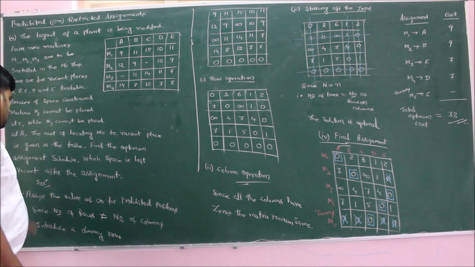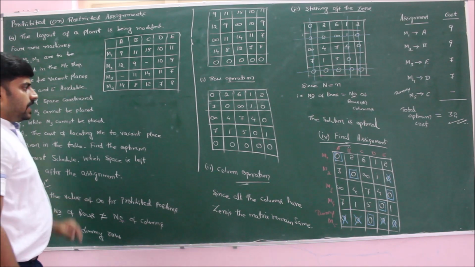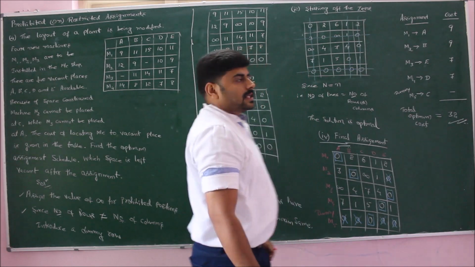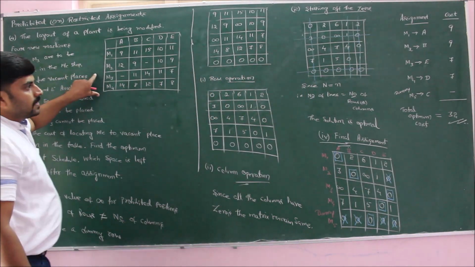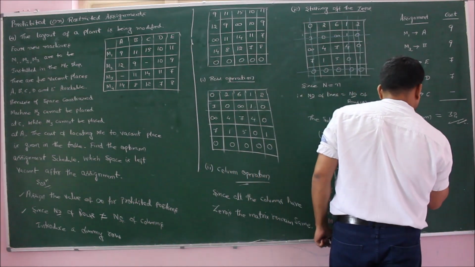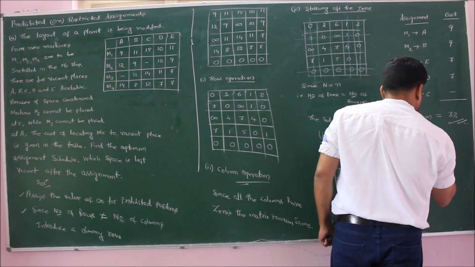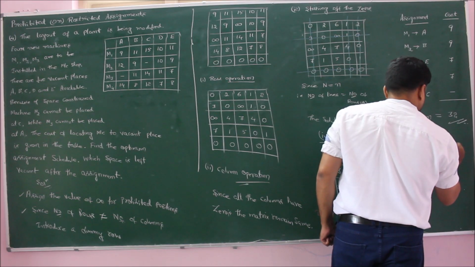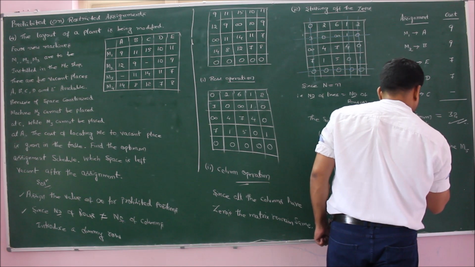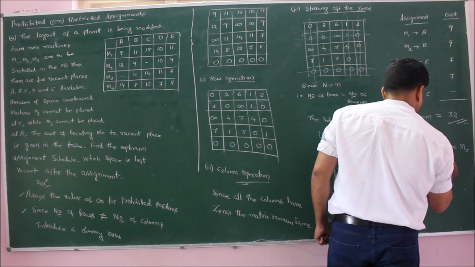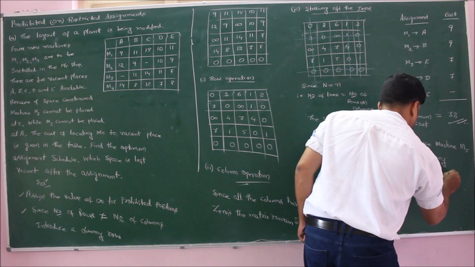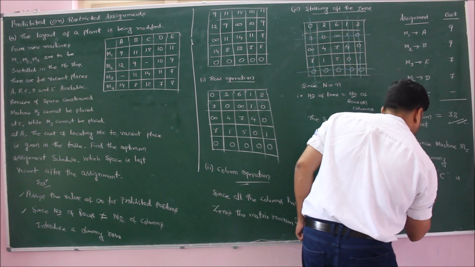Now we are asked which space is left vacant after the assignment. If you clearly observe, machine 5 is a dummy. There is no machine like machine 5. So therefore, C is the vacant space. Since machine 5, that is machine M5, is a dummy, space C is left vacant.